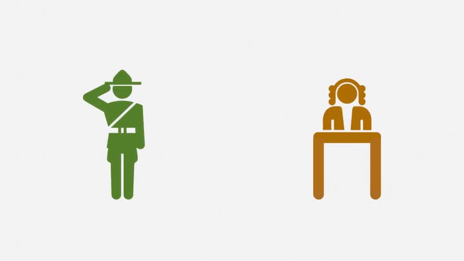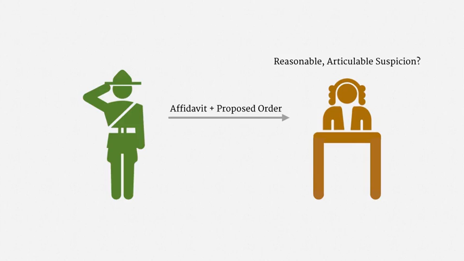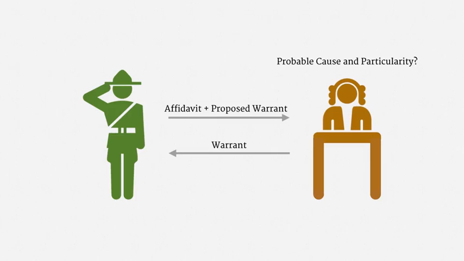In order to apply for a D order, investigators file an affidavit and a proposed order. The judge then evaluates whether RAS has been established. If it has, she issues the D order. The process for a provider warrant is very similar, except the standard is heightened. It's probable cause and particularity.